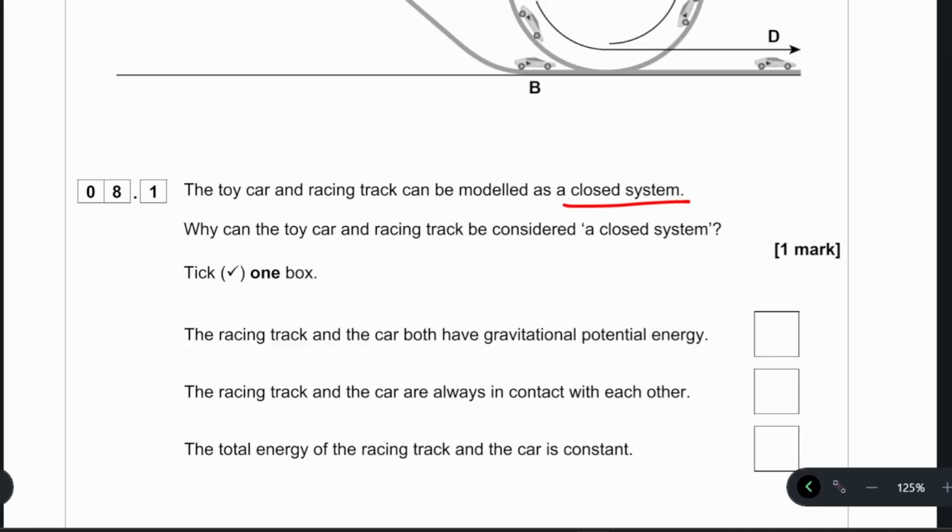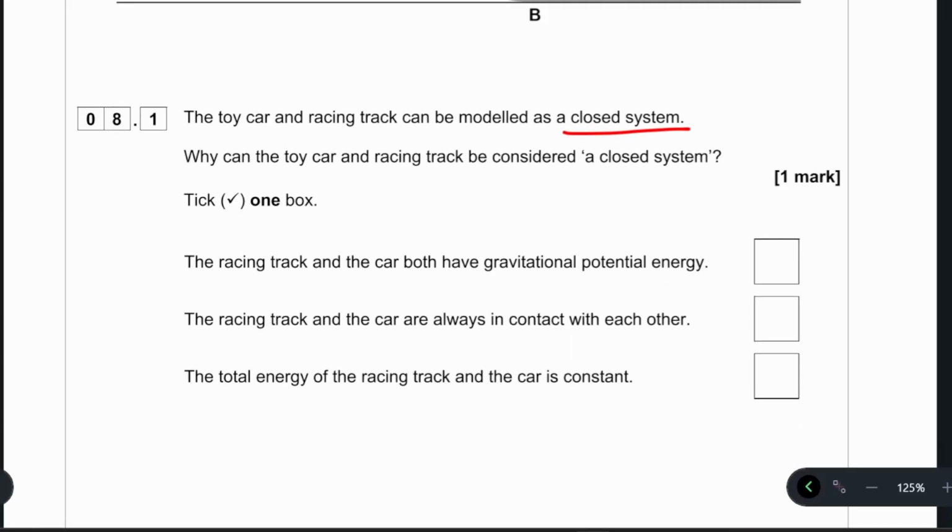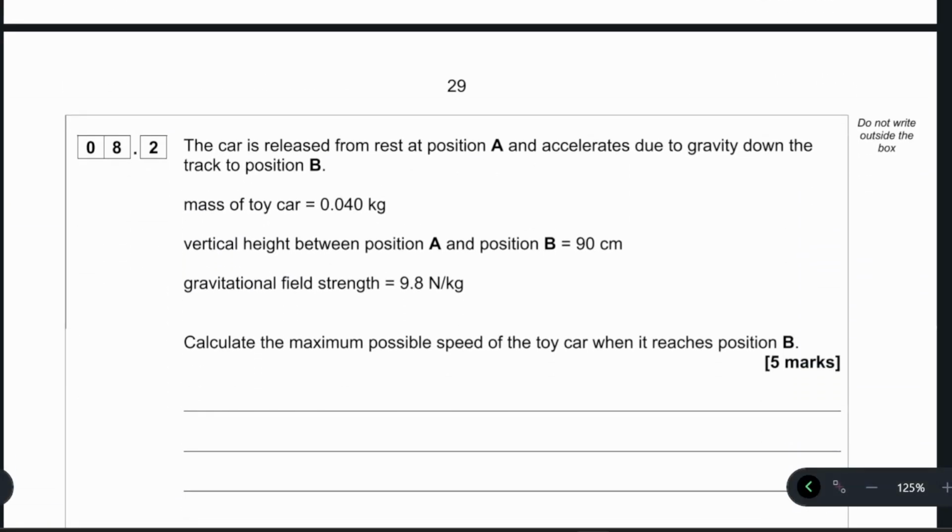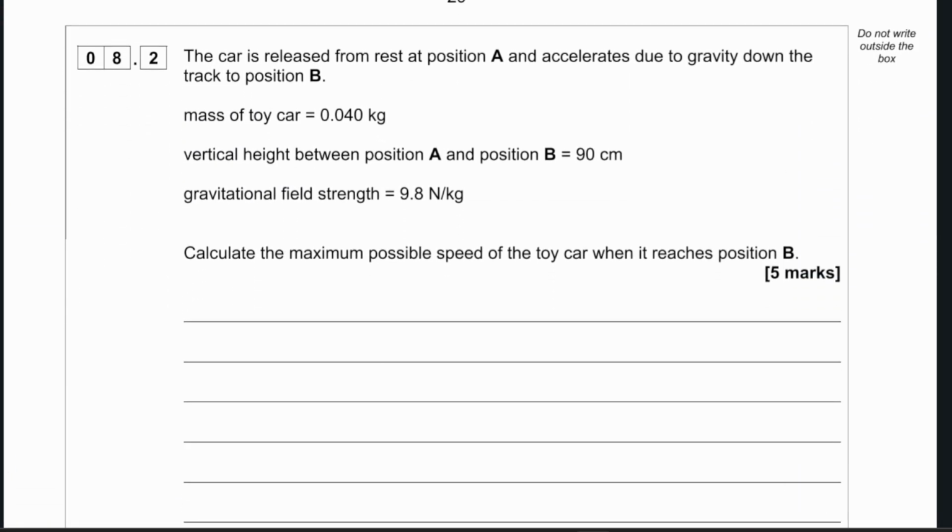Well, we need to know the definition of a closed system, and it is basically one where the total energy of the system is going to remain constant. So in this case, because the total energy of the racing track and the car is constant, that means altogether the system is closed. Cool. 8.2: the car is released from rest at position A and accelerates due to gravity down the track to position B.